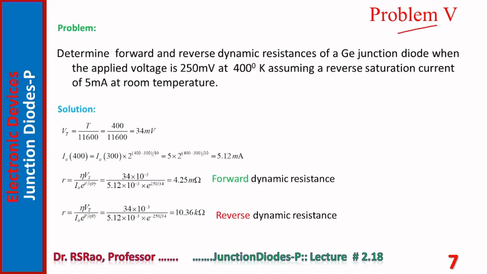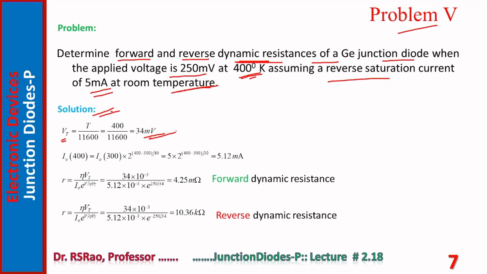Another problem, fifth one: determine forward and reverse dynamic resistances of a germanium junction diode when the applied voltage is 250 millivolts at 400 Kelvin, assuming a reverse saturation current of 5 milliamperes at room temperature. So here we need dynamic resistances both under forward and reverse biased conditions. Solution: first determine Vt at 400 Kelvin. 400 by 11,600 gives us 34 millivolts.